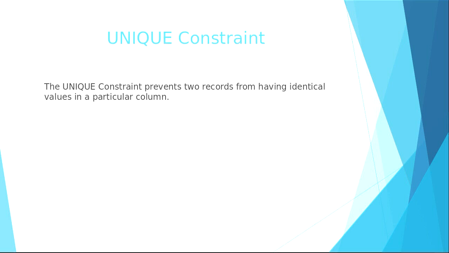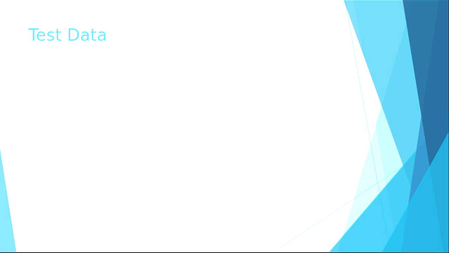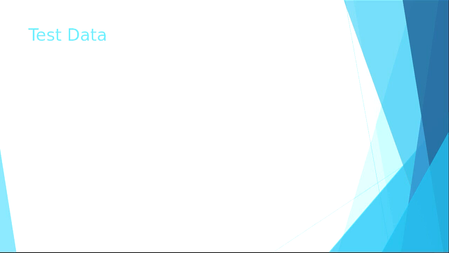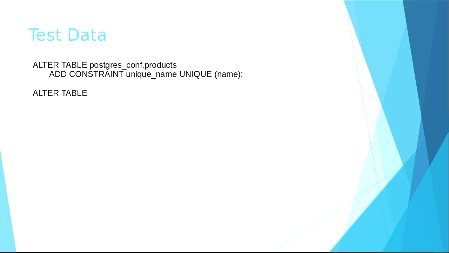And then next we have the unique constraints. A unique constraint is applied to a column and ensures that every value added into that column is unique. So we're going to add the constraint here with the alter table command, and we want to make a unique constraint for the name field.